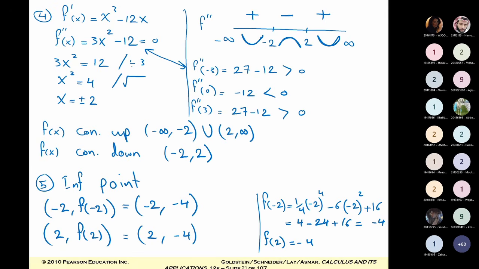2 inflection point. Okay. minus 6 يا زياد أكيد.